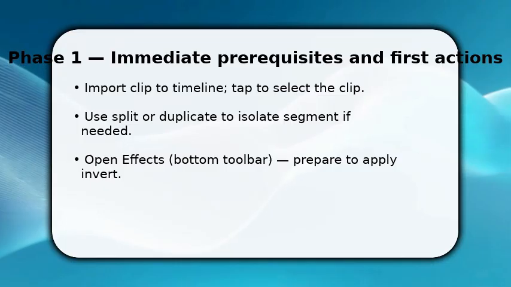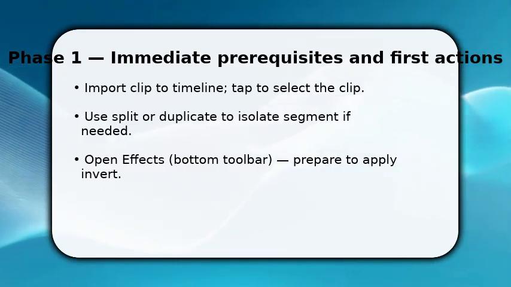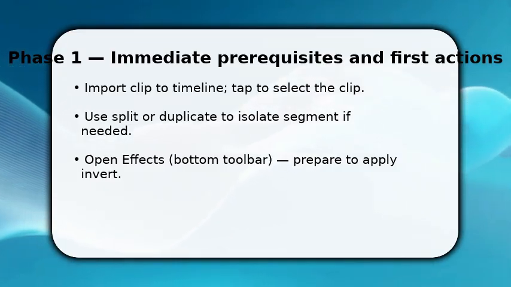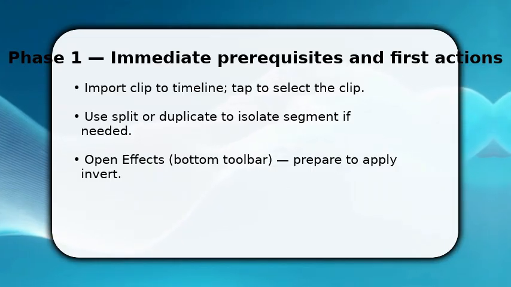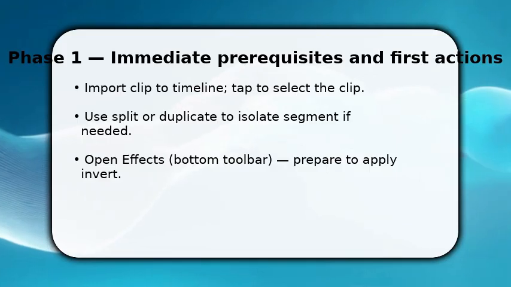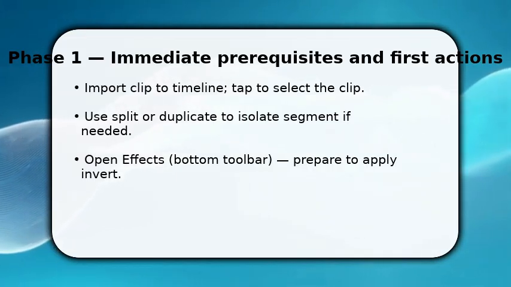You begin by importing your clip and selecting it on the timeline so CapCut knows what to change. Once done, trim or split to target the exact segment. This prevents global changes to other clips. Make sure Effects is visible in the bottom toolbar, because the only way to create a true color inversion in CapCut is through the Effects panel.